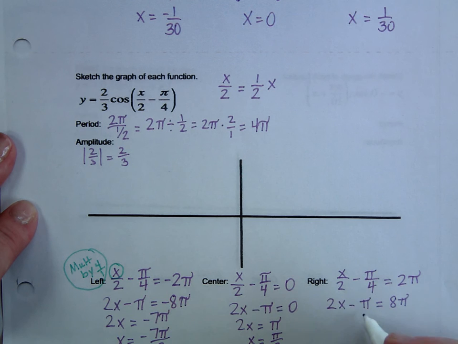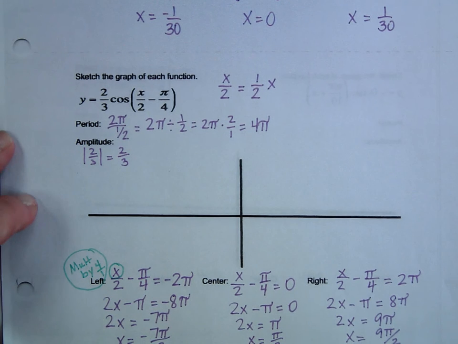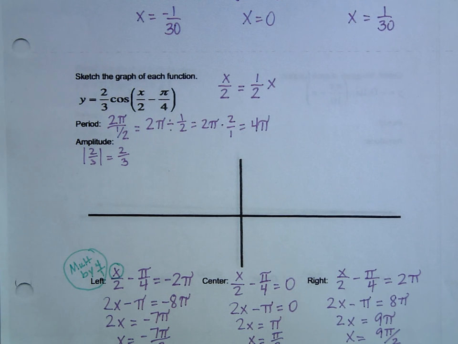Now when I add the pi on, now I've got 9 pi's over here. So I've got 2x equals 9 pi's. Divide by 2. Woo! There it is. You are done the hard work. Now it's just a matter of graphing it.